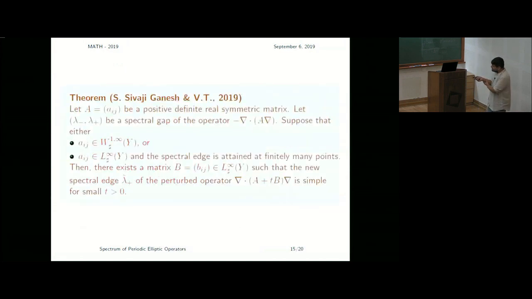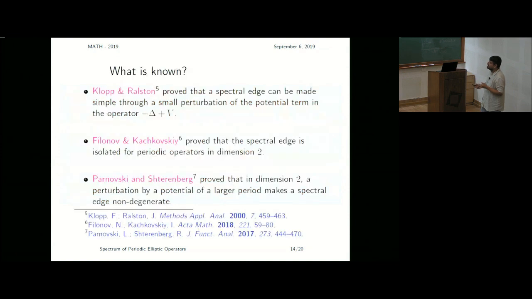So this is our result, where we have proved that if you start with an operator of this kind, minus divergence A grad, this is a single equation, not a system, and A satisfies the usual assumptions that it is a positive definite, real, symmetric matrix, and then you do a perturbation in the coefficients, then you can get simplicity of the spectral edge, if it started out with something which was not simple. But anyway, what I'd like to mention is the difference from the paper of Klopp and Ralston.